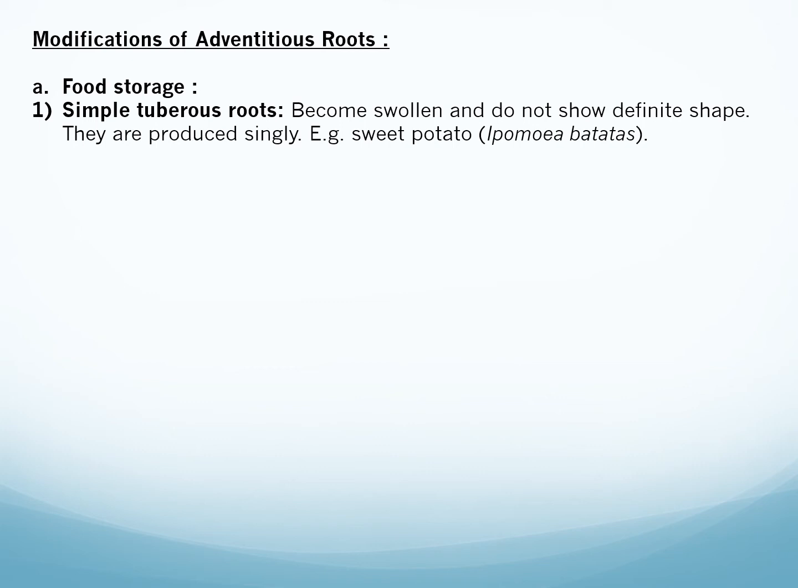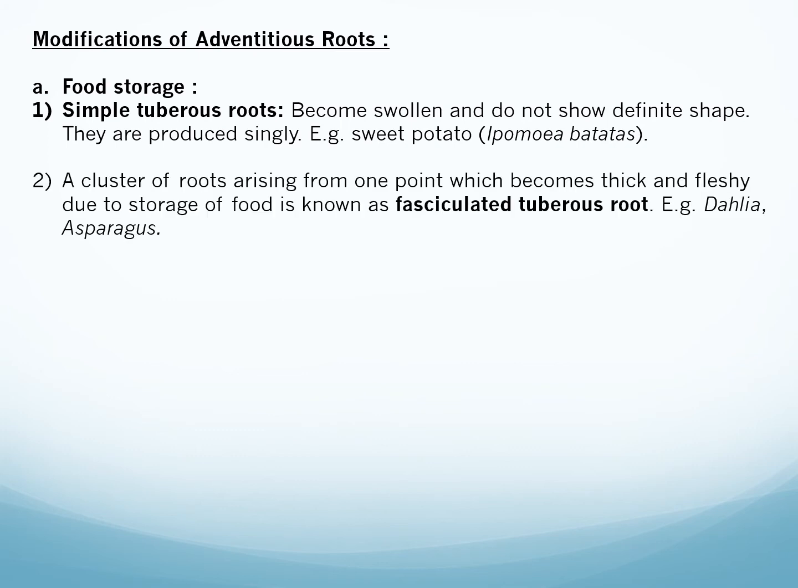So the sweet potato that we eat, it is basically a type of adventitious root and it is modified for food storage. This sweet potato is swollen and it does not show any definite shape. A cluster of roots arising from one point which becomes thick and fleshy due to storage of food is known as fasciculated tuberous root, as we see this in dahlia and asparagus.